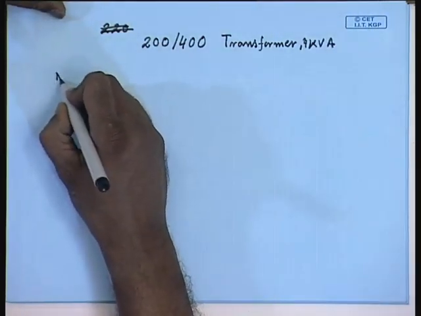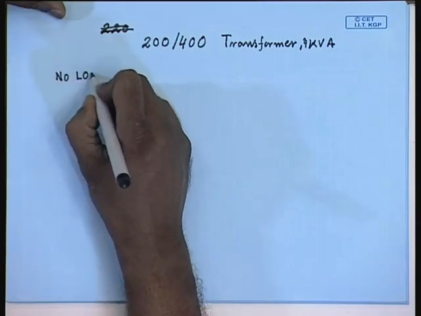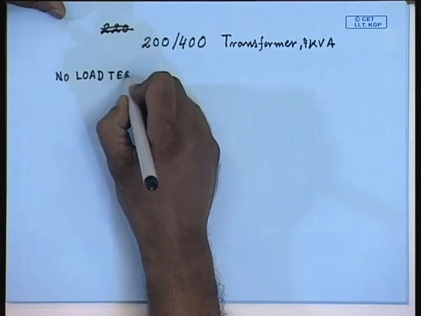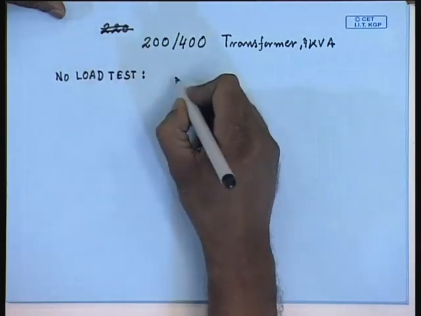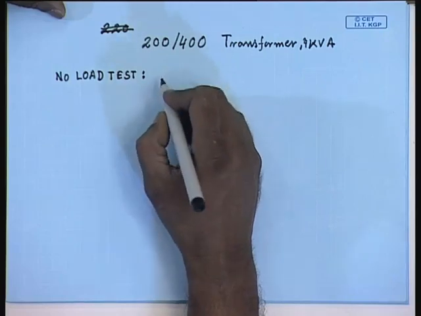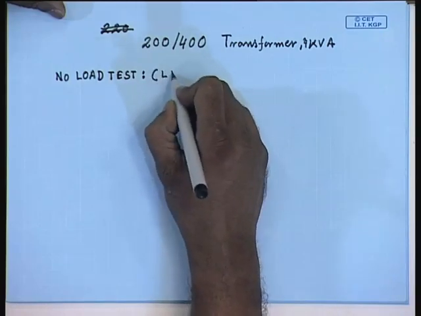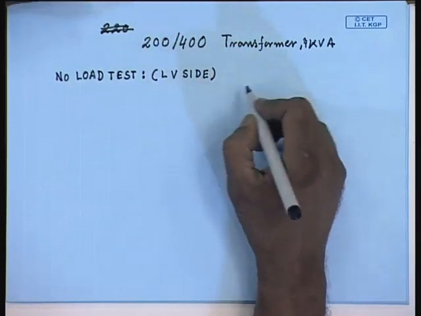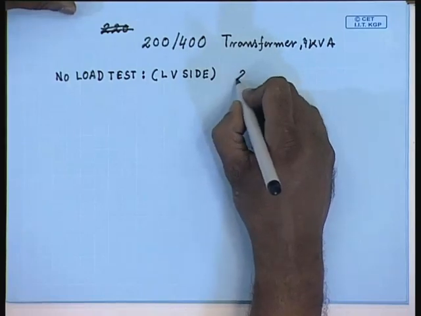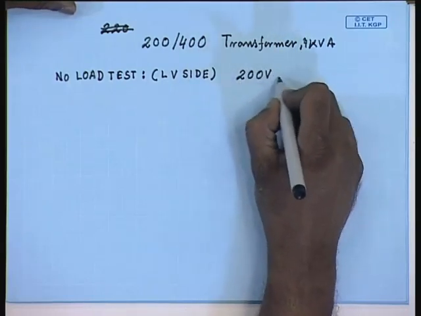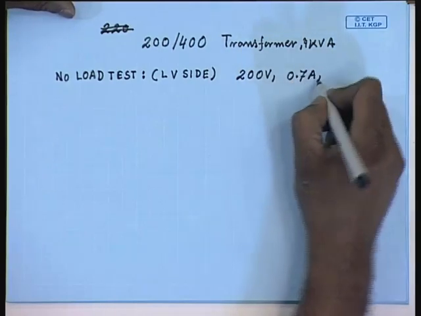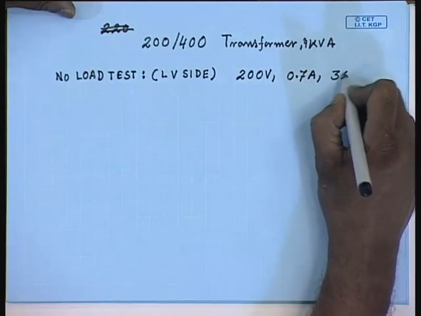Let us say the no load test data of this transformer is, no load test is of course done on the LV side. The test data is, voltage reading is 200 volt, since rated voltage is to be applied. The current drawn is 0.7 ampere and the wattmeter reading is 35 watts.